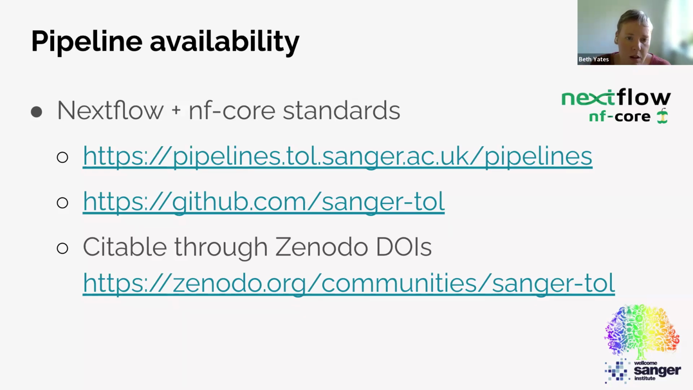So if you spot an issue with one of our pipelines, you can open up an issue on GitHub and we can try and get it fixed. Or if you see a way that you might be able to improve a pipeline, you can open an issue there, talk to us, put in a pull request, and we can collaborate on these pipelines. And all of our pipelines are citable through Zenodo DOIs. So all the links are here, and I'll share the slides after the session.